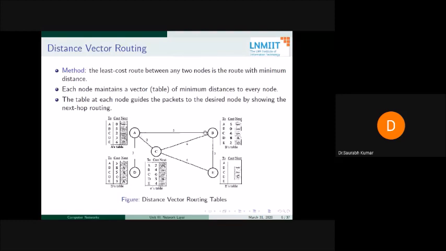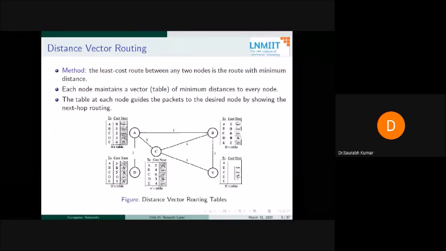Whenever we discuss the routing algorithms, we assume that all the nodes are routers, because the routing will be done by routers only. So A, B, C, D, and E, these 5 nodes are routers, and each table given over here is a finally made table which can be referenced. But to understand distance vector, we should understand how these tables are made.